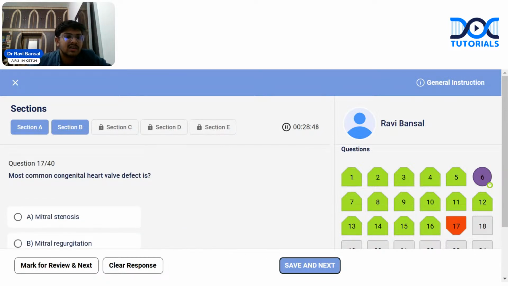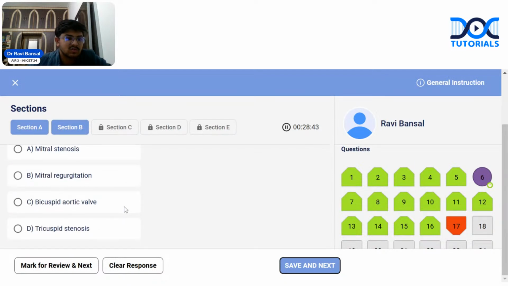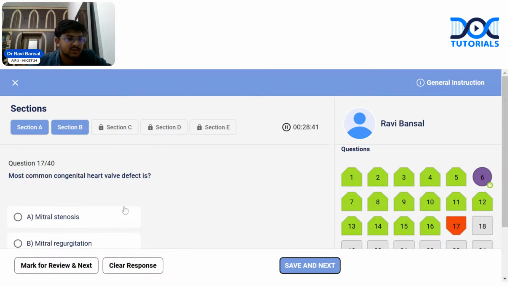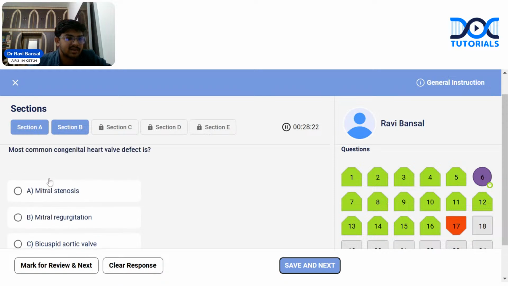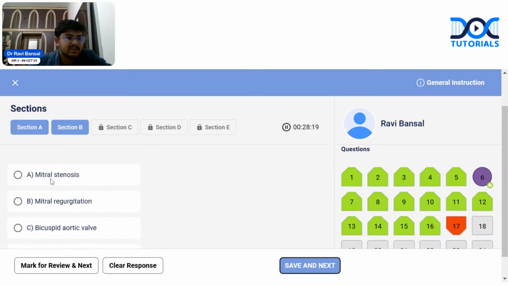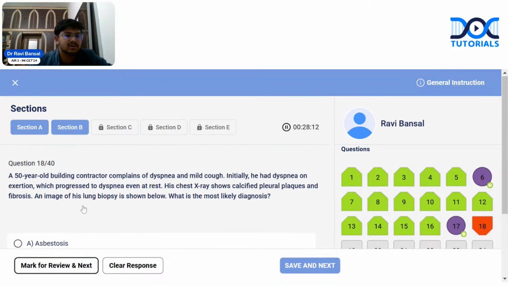Most common congenital heart valve defect is. So congenital heart defect, that is most common. So I do not remember which is the most common. Let's see the options. Mitral stenosis, mitral regurgitation, bicuspid aortic valve. This is most common in Turner syndrome, so I don't think it will be the most common congenital. Tricuspid, mitral regurgitation, mitral stenosis. So I think it might be mitral stenosis. I will just mark it for review. We will come back to it.